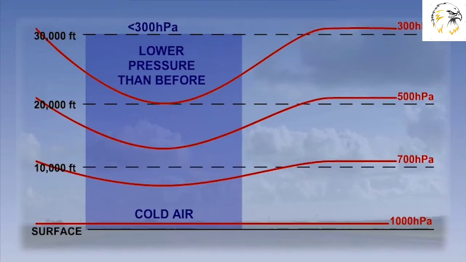We can summarize to say that cold air causes isobars to compact in the vertical, increasing the pressure lapse rate and reducing the pressure even more at any given height.